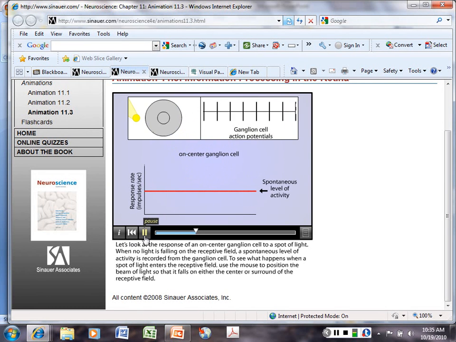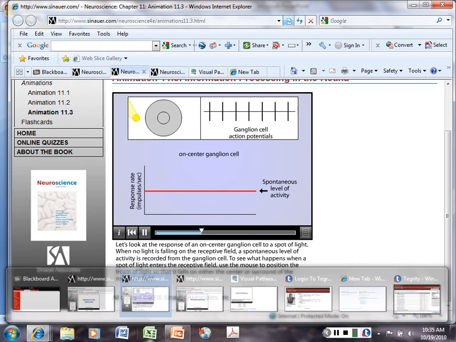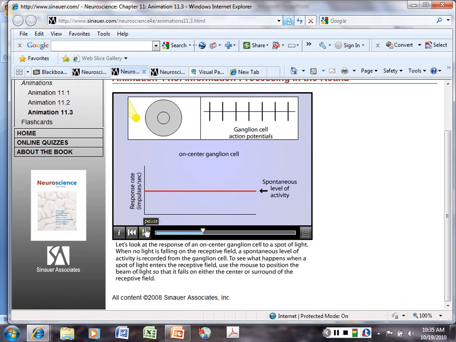Let's look at the response of an on-center ganglion cell to a spot of light. When no light is falling on the receptive field, a spontaneous level of activity is recorded from the ganglion cell. To see what happens when a spot of light enters the receptive field.